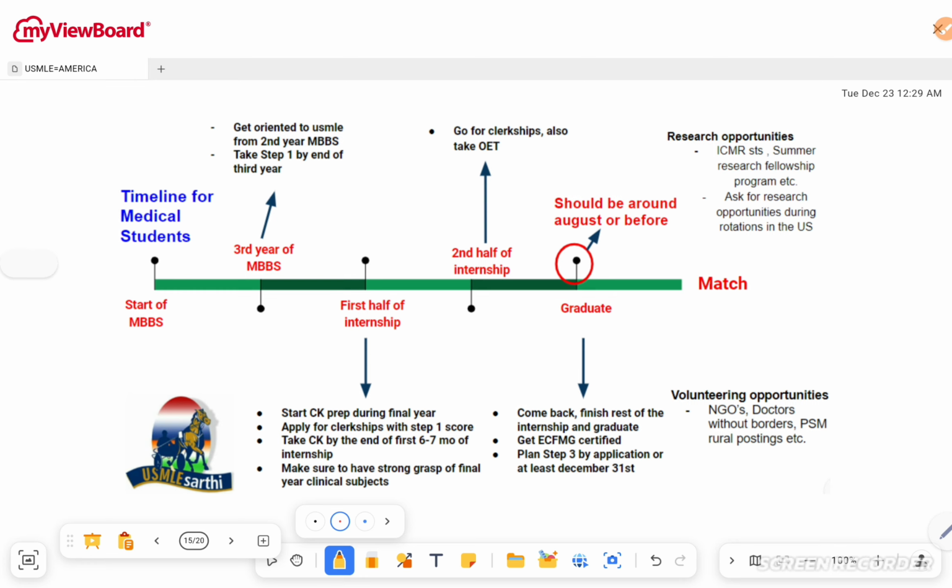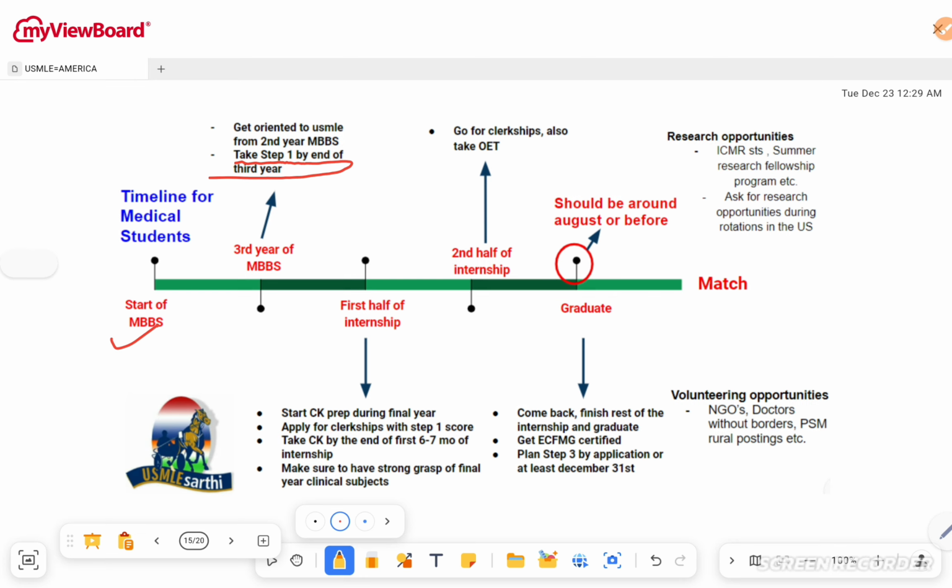So that could be the timeline for the USMLE. If we start from the first year as a medical student, we can start preparing for the USMLE from the first year as well. If we start preparing from the start of the MBBS, then at the end of the third year we can take Step 1.